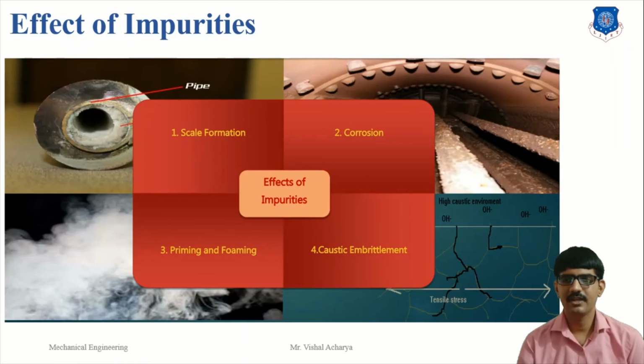Next is the effect of impurities. Four impurities first effect scale formation, as shown in the figure. Second is corrosion, as shown in the figure. Third, priming and foaming, as shown in the figure, and the caustic enrichment, the stress area. First, we have discussed the scale formation.